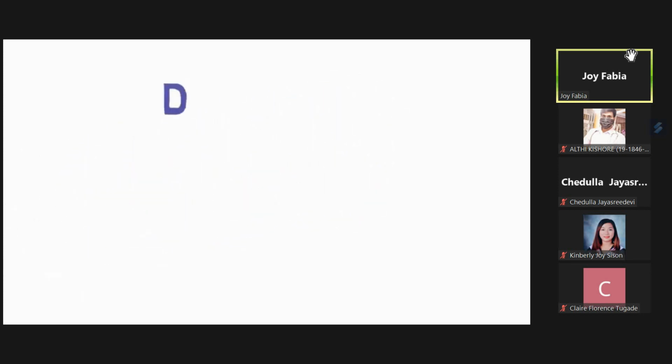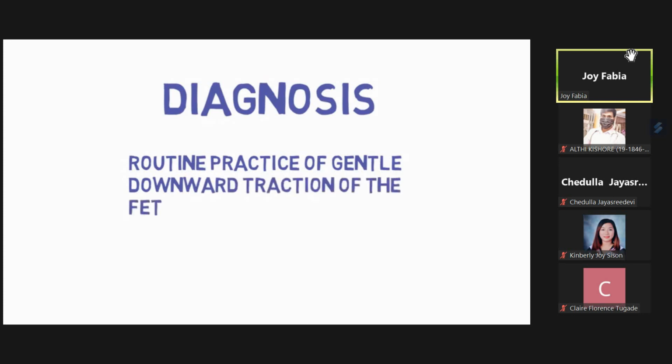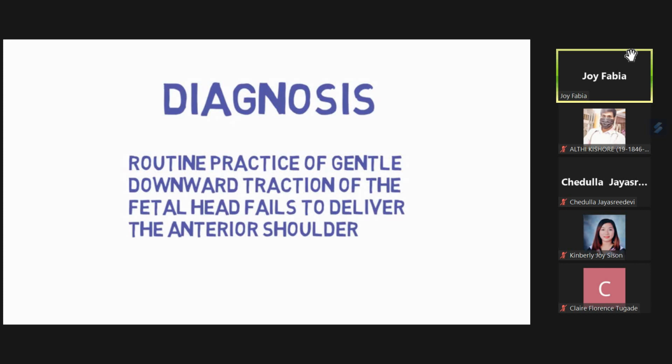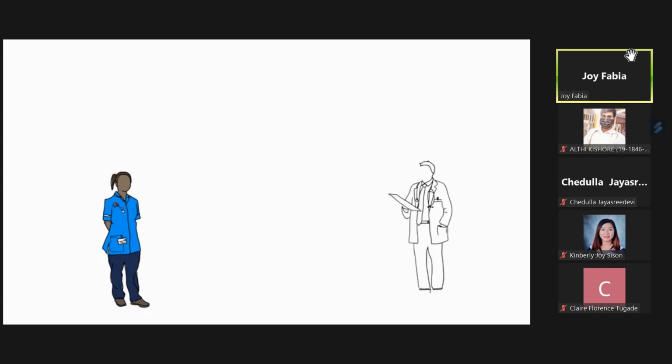Shoulder dystocia is a clinical diagnosis that should be made promptly. The diagnosis is made when the routine practice of gentle, downward traction of the fetal head fails to deliver the anterior shoulder. It is very important to diagnose shoulder dystocia as soon as it occurs. That way, the obstetrical team can start to manage it right away.